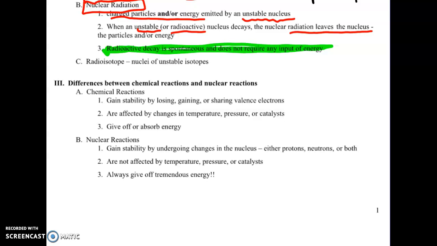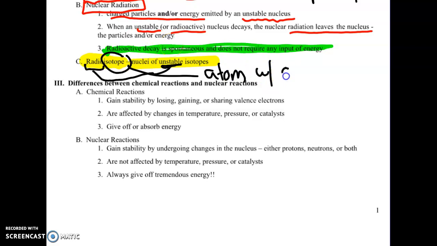Another new vocab word is radioisotope. It is the nuclei of unstable isotopes. So if we break that down, radioactive is a link to the word unstable there. And an isotope is an atom, and it can be an atom with different masses. So atoms with different masses.